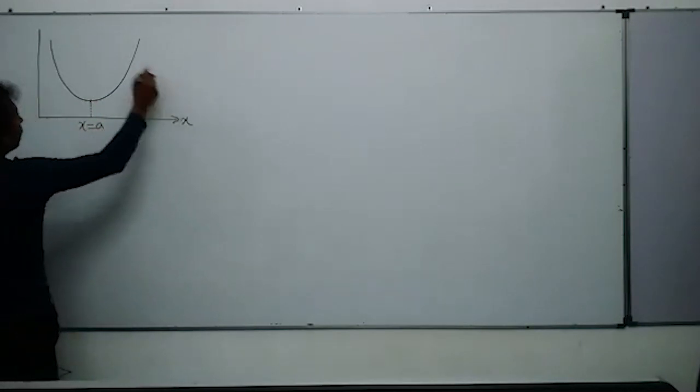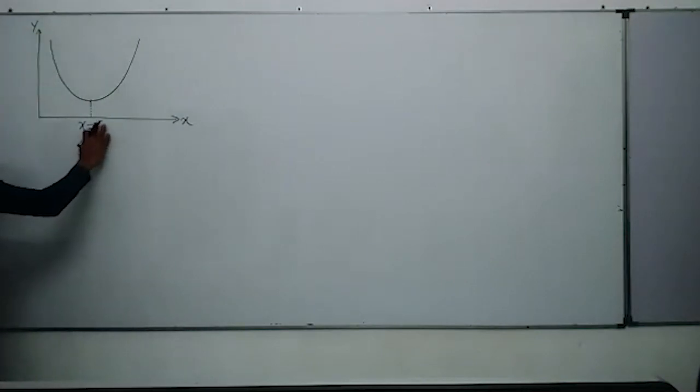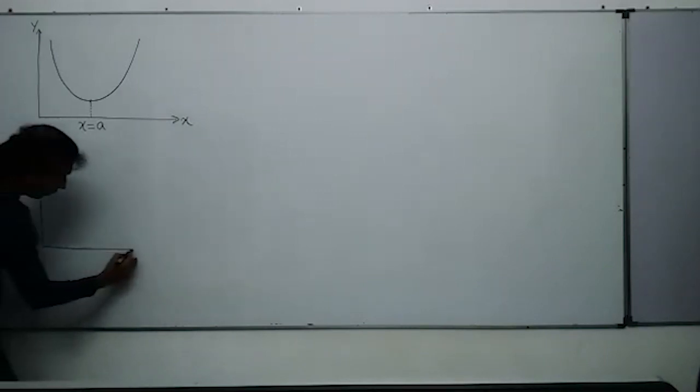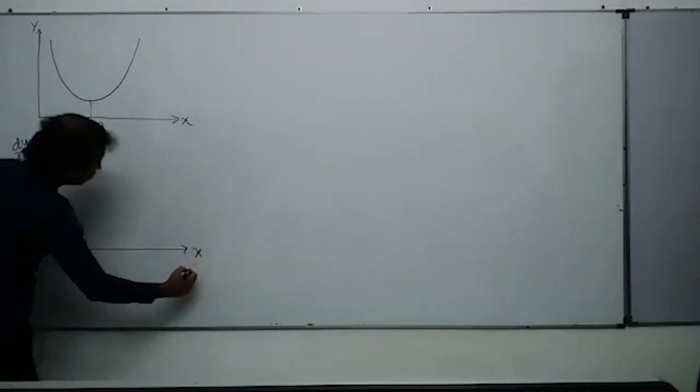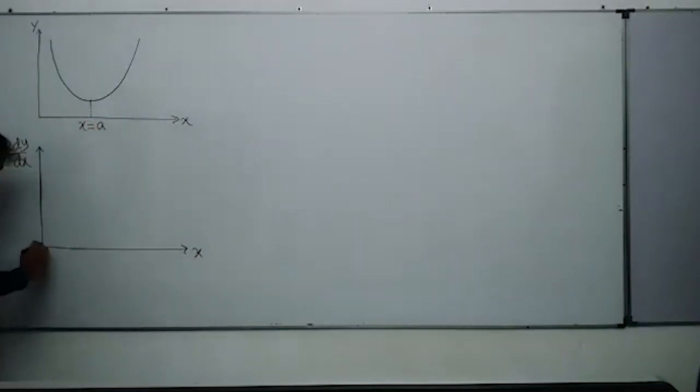This is the x-axis, this is the y-axis. Now, people, I am going to sketch the graph of dy by dx against x, this way. You can very clearly see, people, the gradient is dy by dx, the negative dy by dx axis.